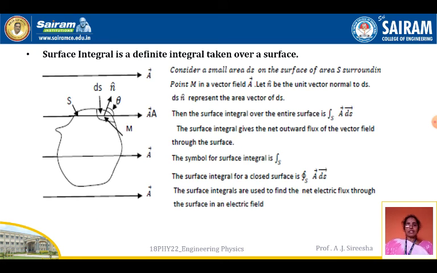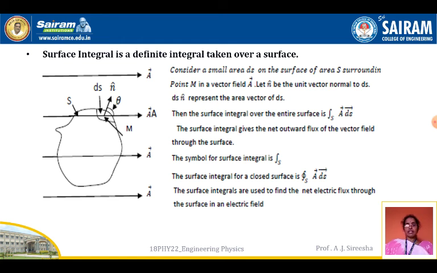Next is a surface integral. It is a definite integral taken over a surface. If you look at the figure over there, it is over a surface. Previously we have seen it for a line. Consider a small area ds on a surface of area S surrounding point M in a vector field A. Let n cap be the unit vector normal to ds, and n cap represents the area vector of ds. Then the surface integral over the entire surface is the surface integral of A dot ds. The surface integral gives the net outward flux of a vector field through the surface.